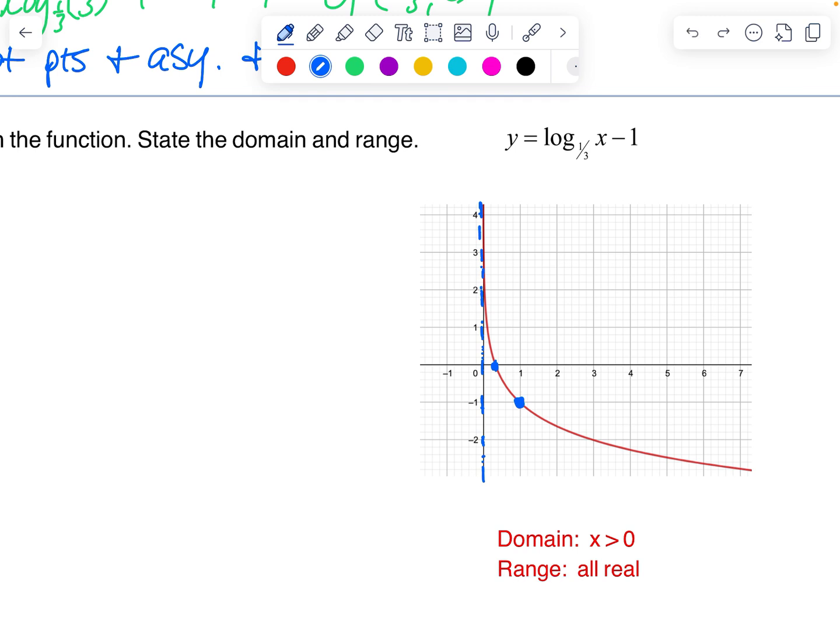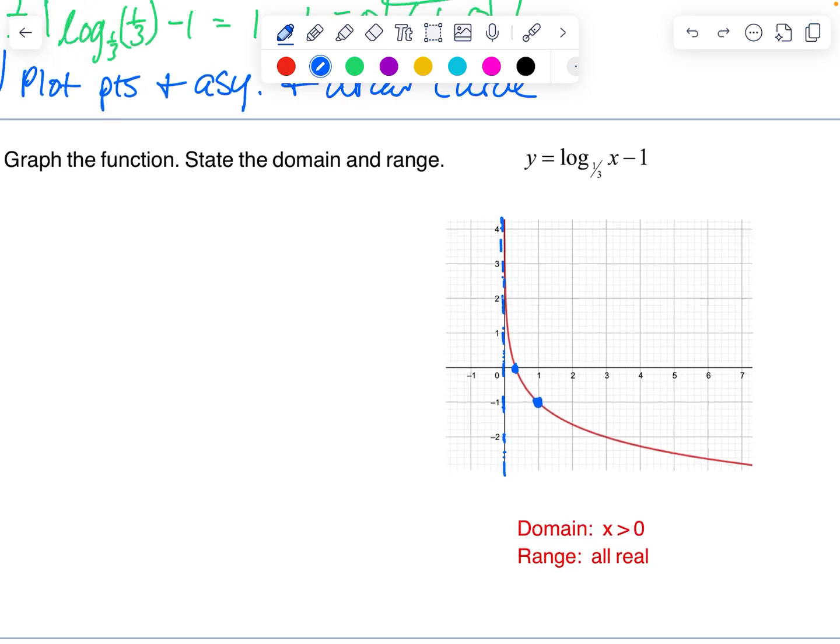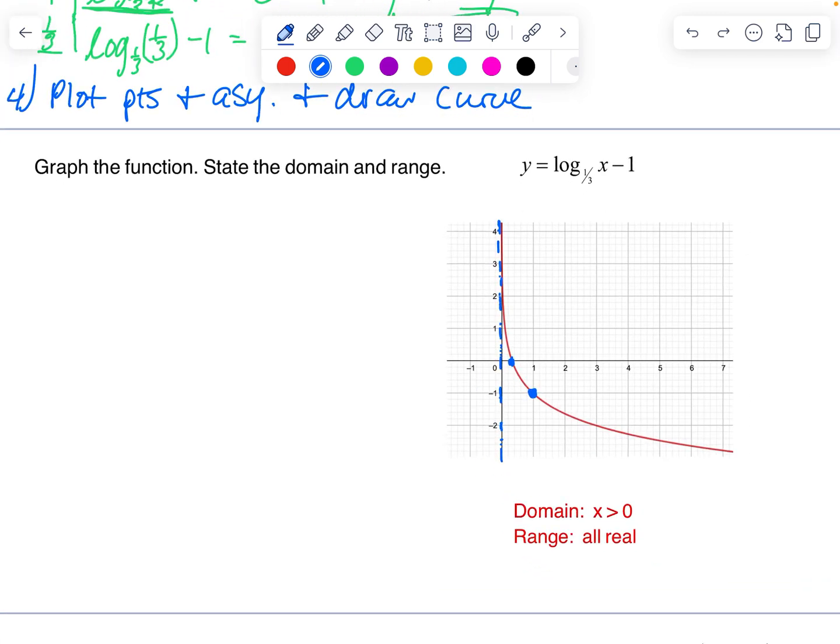Just like with our exponential graphs, our domain was always all reals. With our logarithmic graphs, my range is going to be all real. Okay, remember, domain has to do with x values, range has to do with y. So if we're looking at what x values are covered here in this graph, well, this side of my graph is going to go forever to the right. It's going to cover all the positive values of x.